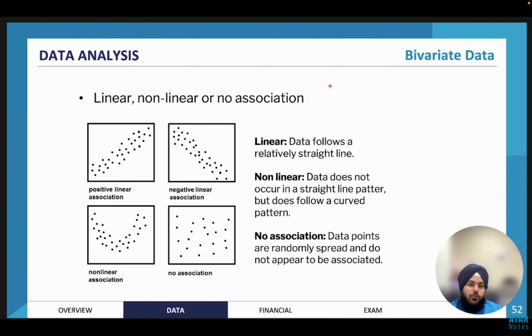But if it does not follow that trend, so for example, instead of the values looking like a straight line, they might follow a parabolic pattern, or they might be an exponential function, something like this, or like this. That would be nonlinear, so not forming a straight line pattern. And if the values just appear to be randomly scattered all throughout the scatter plot, then it's actually no association. So the explanatory variable does not affect the response variable at all.